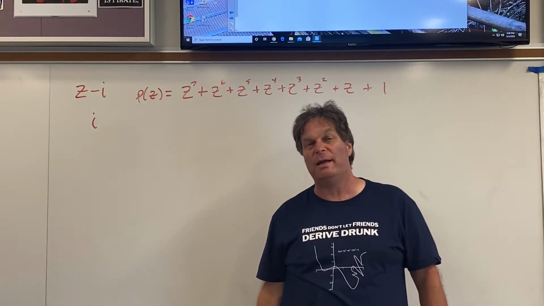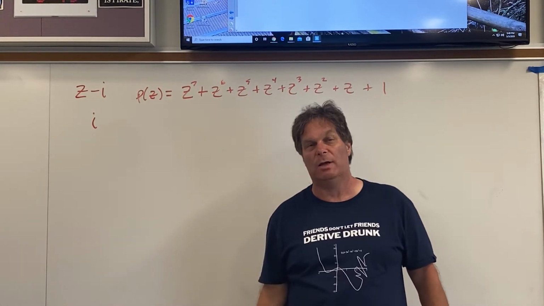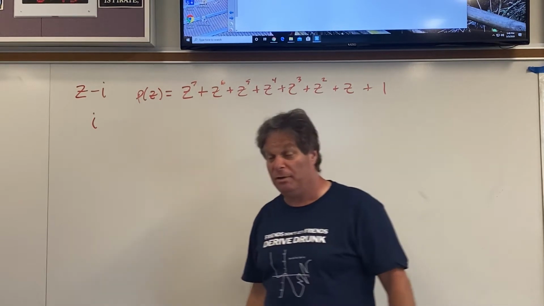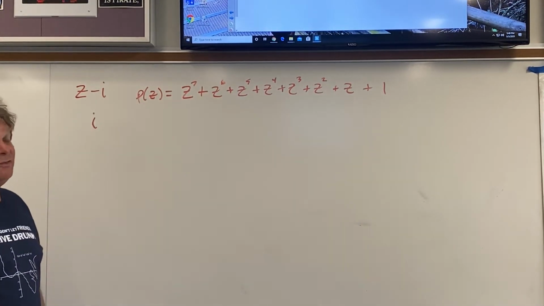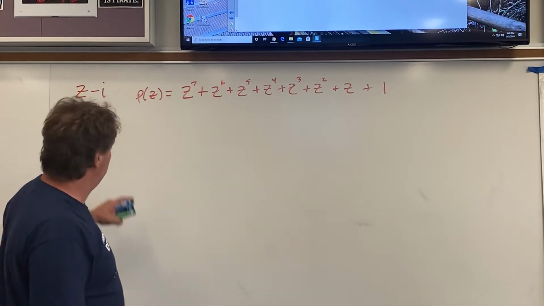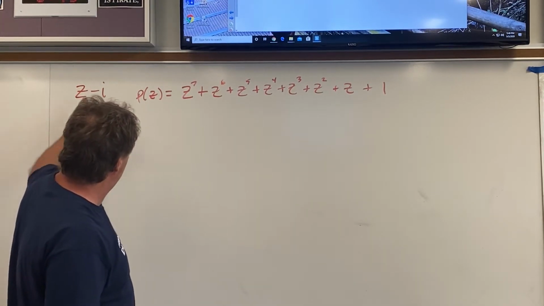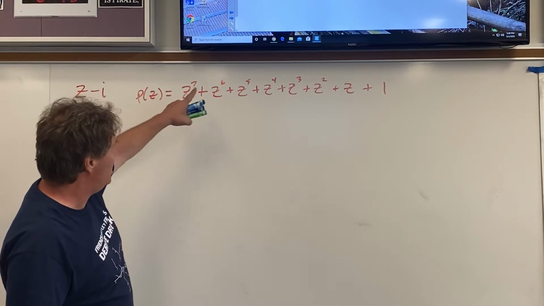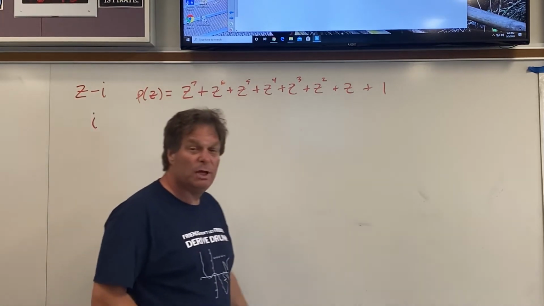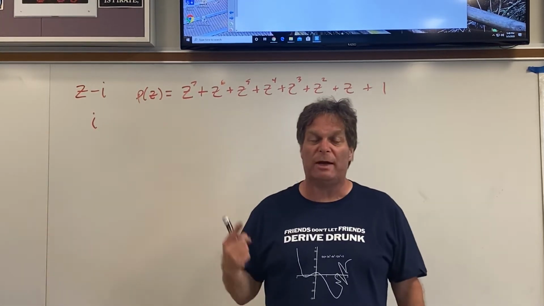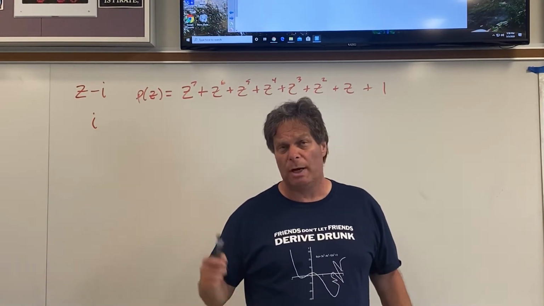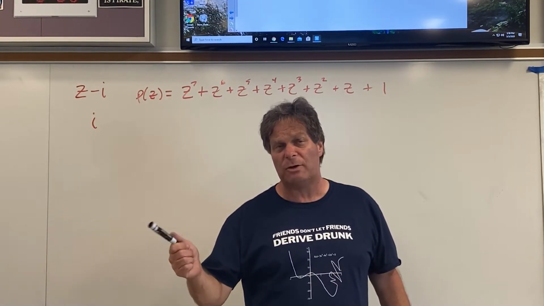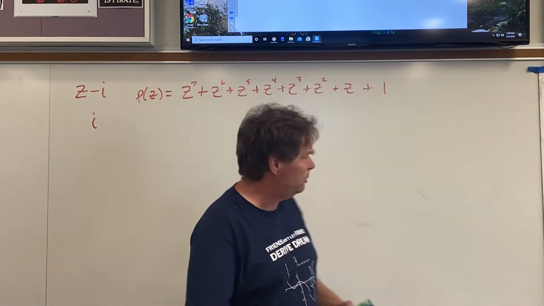That's what we're actually trying to find out. We're not trying to find out what you get when you plug i in, like P of i, but it is the same thing. What you're trying to do is find out if it's a factor. The way you do that is you plug this value in, so you plug i in for z and see if you get 0. If you get 0, it's a factor, because that means the remainder of synthetic division would have been 0, right? So if you do get 0, it's a factor. If you don't get 0, it's not a factor.